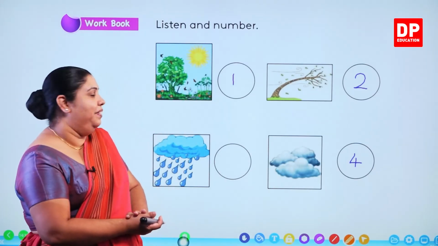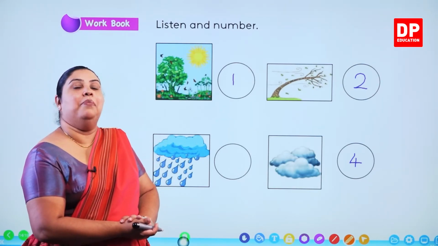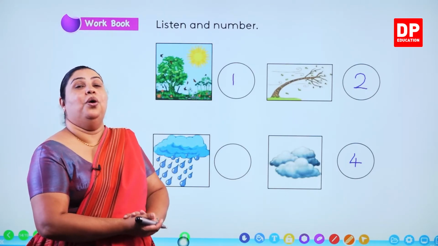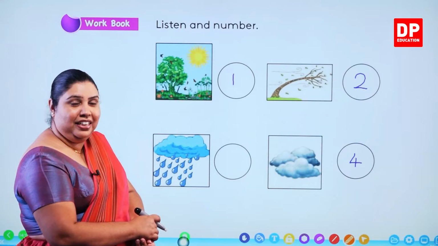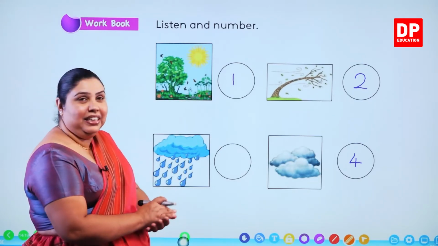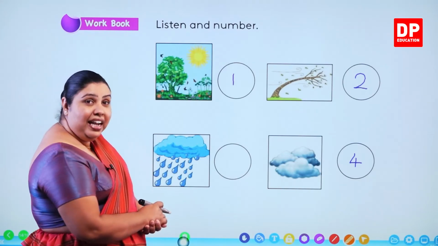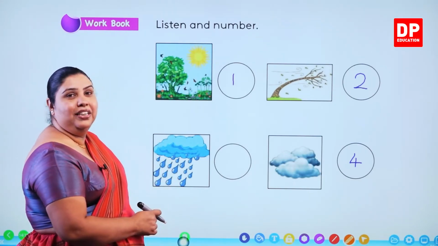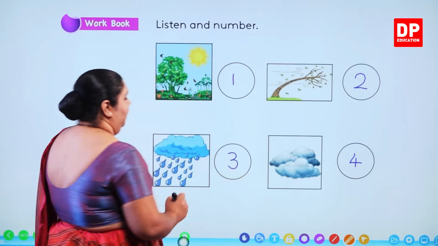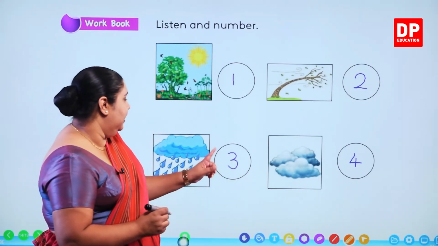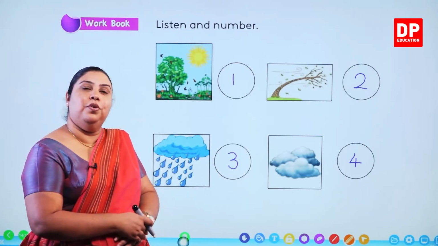Now we have only 1 picture left. And I want you to write number 3 for the rainy day. Now can you see the rainy clouds we have here? What is the number that I want you to write? It's number 3. Rainy day. Can you see the rain falling down? So we will write number 3 inside the circle which is near the rainy day. So now we have all 4 numbers.